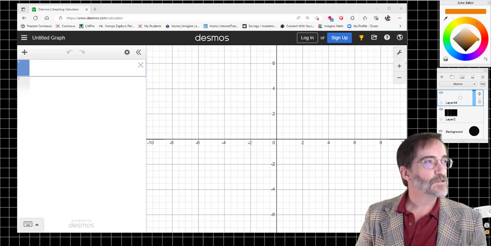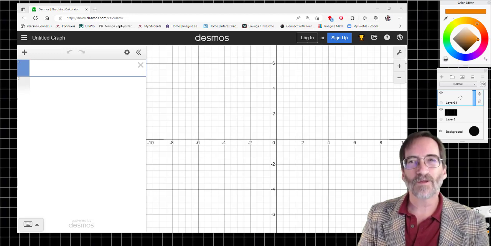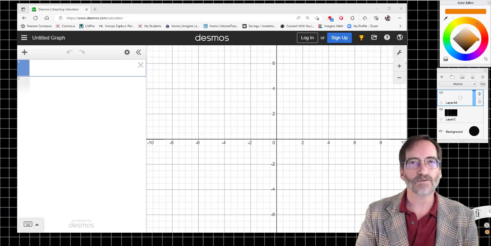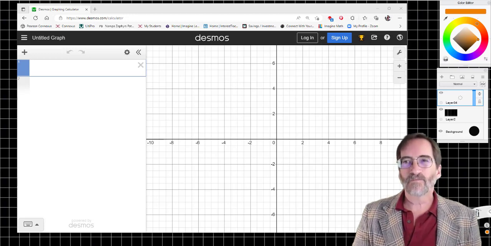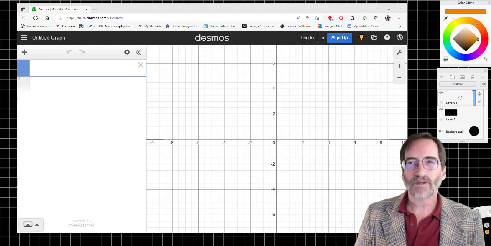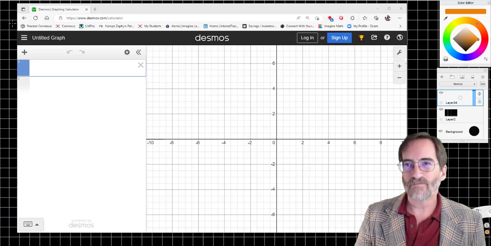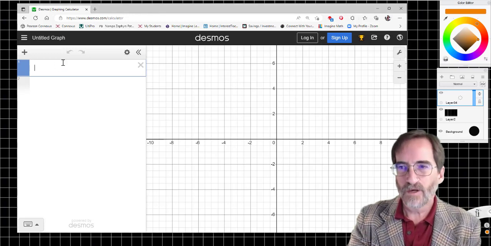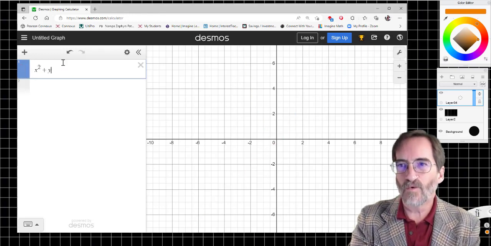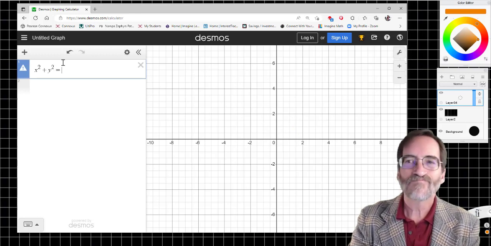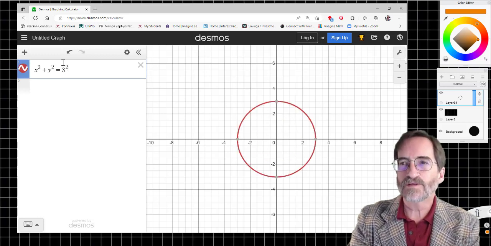This is Geometry B, Unit 7, Lesson 5, Circles in the Coordinate Plane. I've got GeoGebra open because it's a really good application to use for circles. So I'm going to write an equation, and we're going to explore what shape it makes. So here it goes. X squared plus y squared equals, let's say, 3 squared.